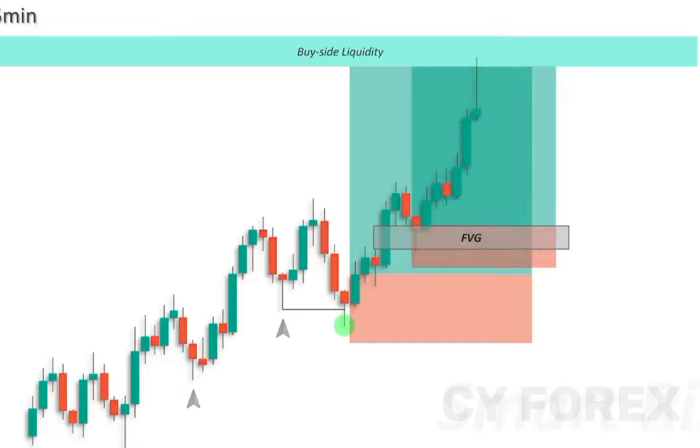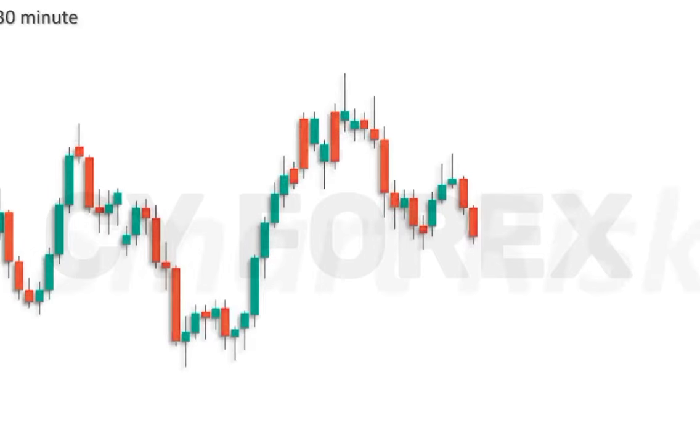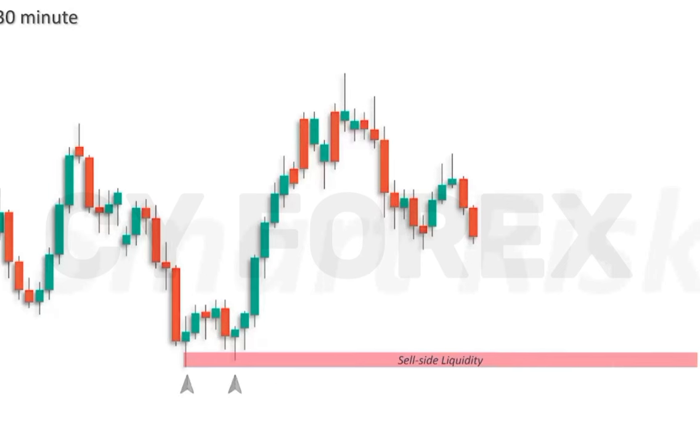So let's have a quick recap of the bearish setup. In a bearish setup, first find an important liquidity area that the price is moving toward. This could be a previous low or a level where many stop losses are sitting. These areas often attract the price before it reverses.